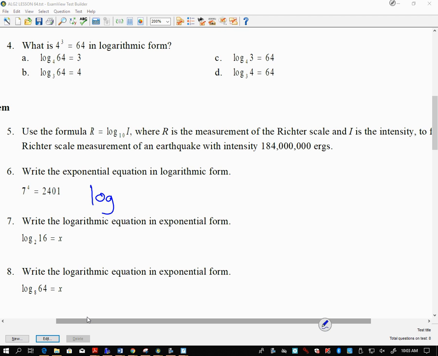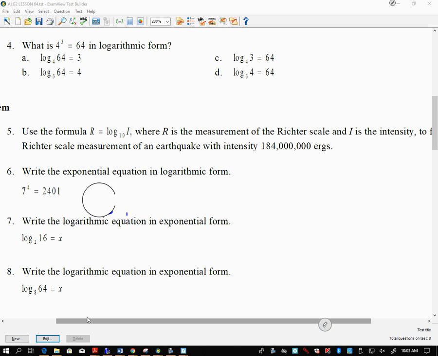Did you say the 4 will go down? No. 4 doesn't go down. 7 goes down. What number goes above the 7 but stays on this side of the equal sign? 2,401 equal to 4. Good. Are we getting this?